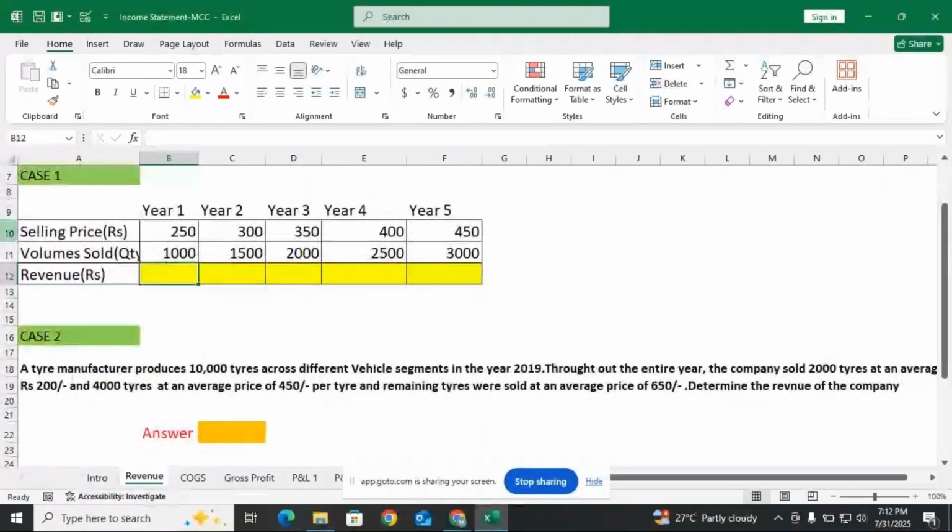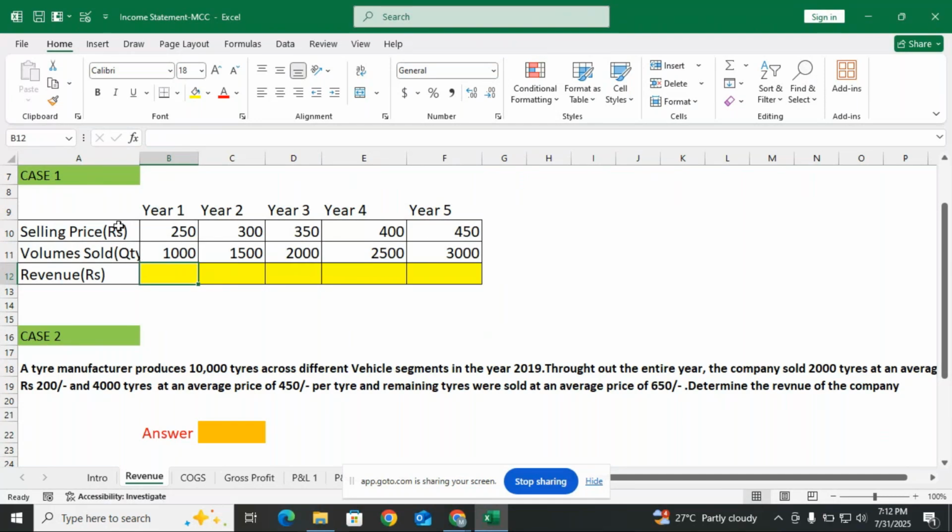Now here we have case 1 and case 2. What does case 1 say? In case 1, I have given the selling price per unit for all 5 years. Year 1, the selling price is 250. Year 2, we had a small increment of 50 rupees and made it 300 rupees. In year 3, it is 350. In year 4, it is 400. In year 5, it is 450.